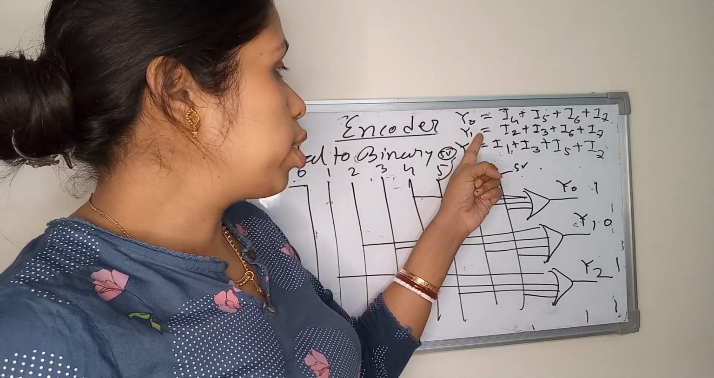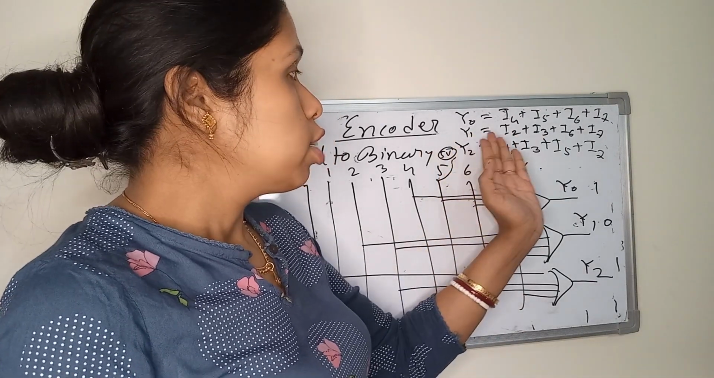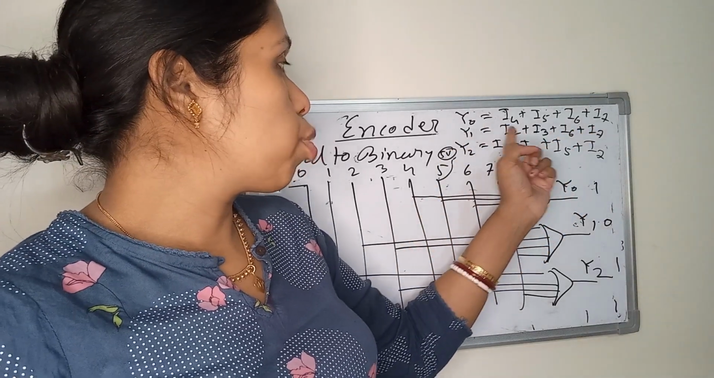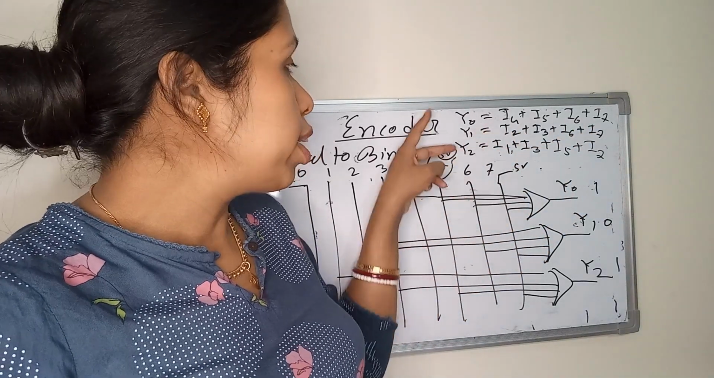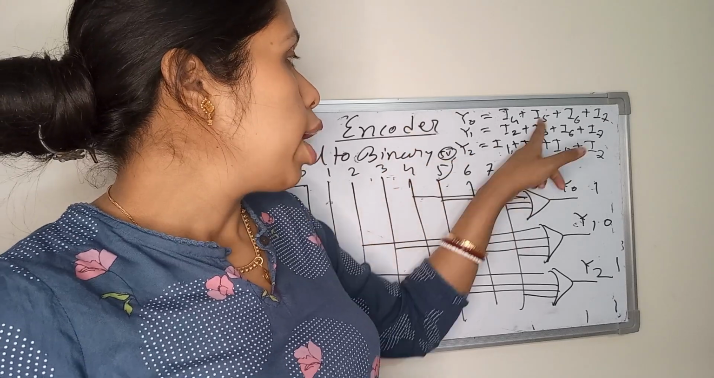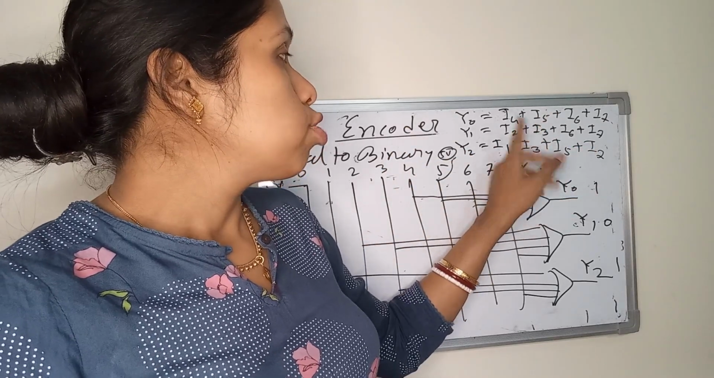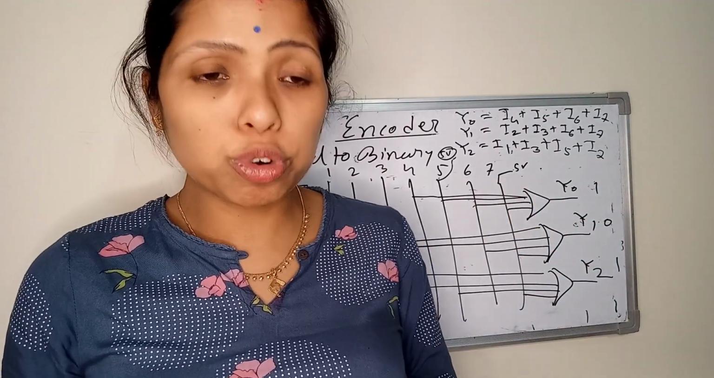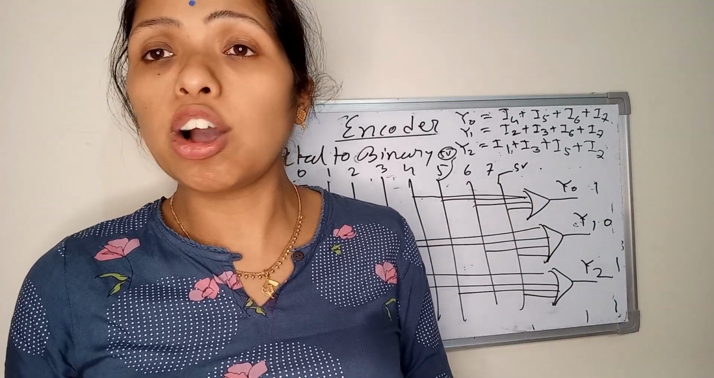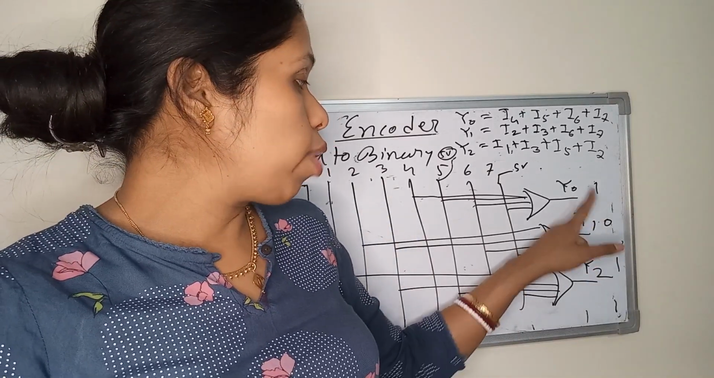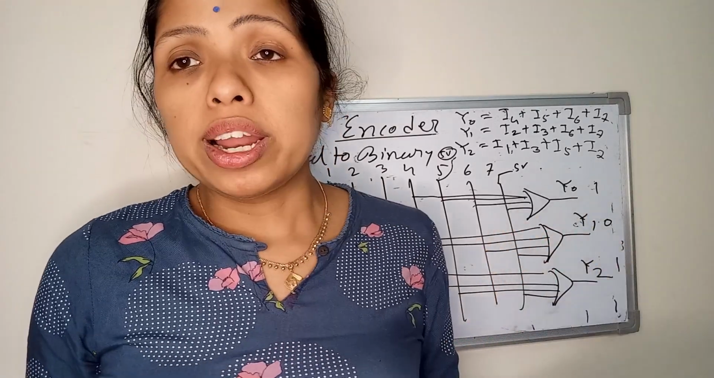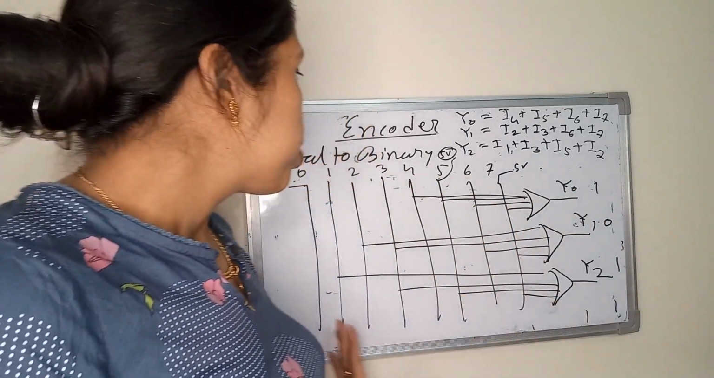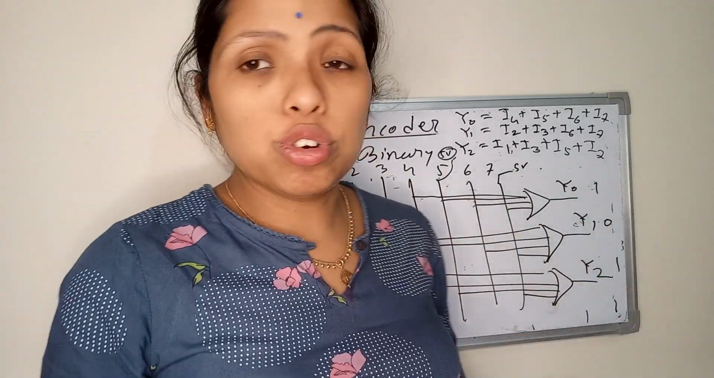If you see Y1, I5 is not there, so all the bits are 0 and the output will be 0. But in the case of Y0 and Y2, my I5 is 1. Though the other bits are 0, if any input of the OR gate is 1, I will get output 1. So I will get Y0 and Y2 as 1. If you do the connection this way, you will get the complete octal to binary encoder.